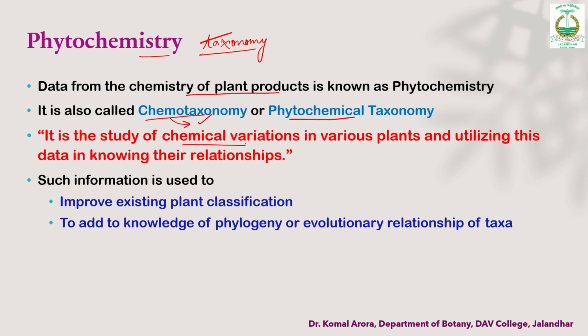It is a study of chemical variation in various plants and utilizing this data in knowing their relationships. Such information is highly useful. One is for improved existing plant classification so that we can put those genera together in which the same type of phytochemicals are found. And secondly, this is to add to the knowledge of phylogeny or evolutionary relationships of taxa, because if they have common ancestry, then they may be inheriting the same type of production of phytochemicals. So that forms the basis of its importance in taxonomy.